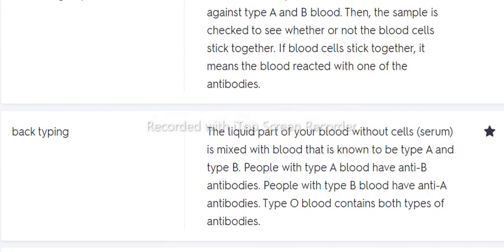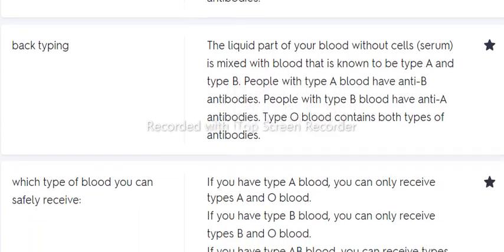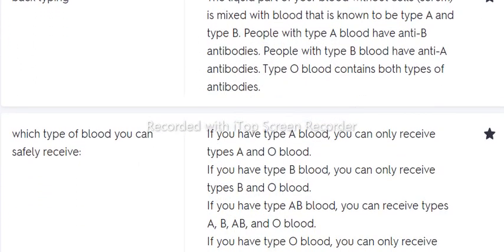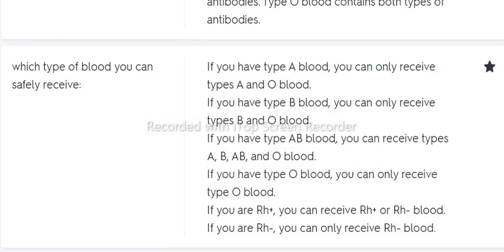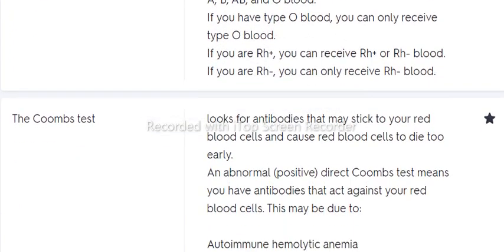Back typing. The liquid part of your blood without cells is mixed with blood that is known to be type A and type B. People with type A blood have anti-B antibodies. People with type B blood have anti-A antibodies. Type O blood contains both types of antibodies. Which type of blood can you safely receive? The Coombs test.